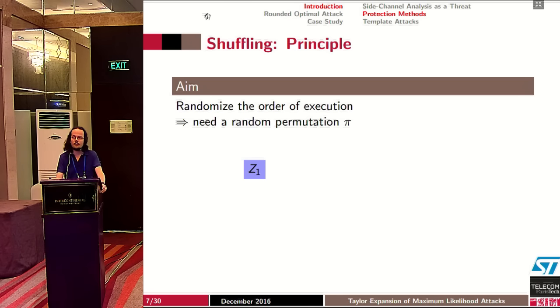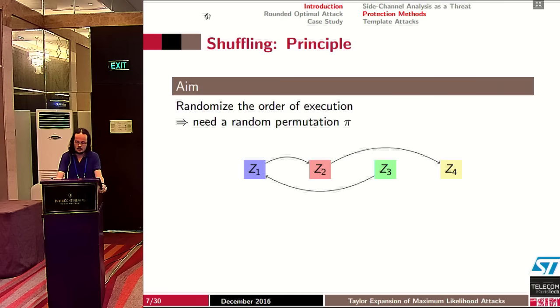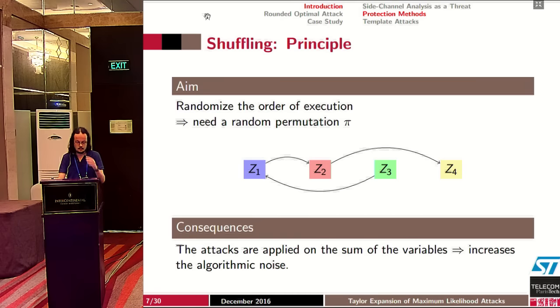In a normal implementation, we would start by using the value Z1, followed by Z2, Z3, and Z4. In a shuffled implementation, we will, for example, start with Z3, followed by Z1, then Z2, and finally Z4. The classical way to defeat such a countermeasure is to take the sum over all the shuffled variables. The consequence is that we add some noise: the algorithmic noise, which comes from the non-targeted values, and we also add all the extrinsic noises of the variables.